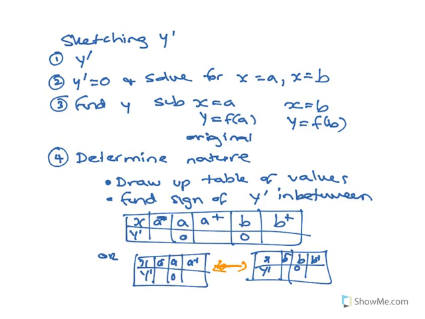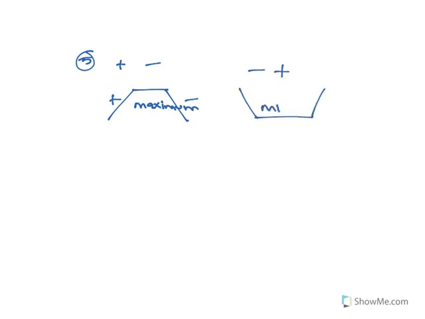Now, when you're determining the nature, basically the fifth step is this. If you find that the sign of the gradient goes from positive to negative, it would look like a positive gradient, then 0, and then negative. That means it would be a maximum turning point. If it went from negative to positive, it would look like that, so that means it would be a minimum.